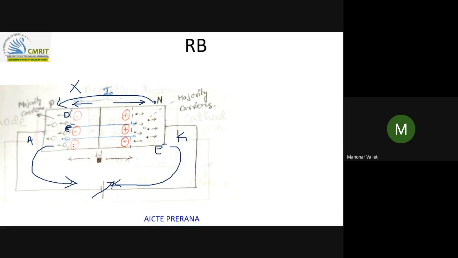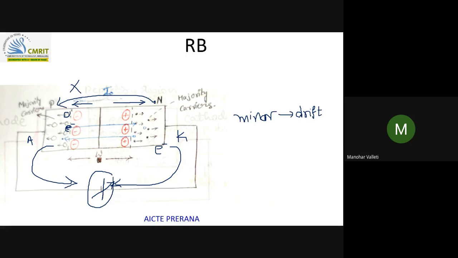Even though the concentration of electrons was more here, under the influence of the external battery only, this electron is moving from here to here, that is from lower concentration to higher concentration. That's why this is the minority carrier current, and that's why this minority carrier current is called drift current.